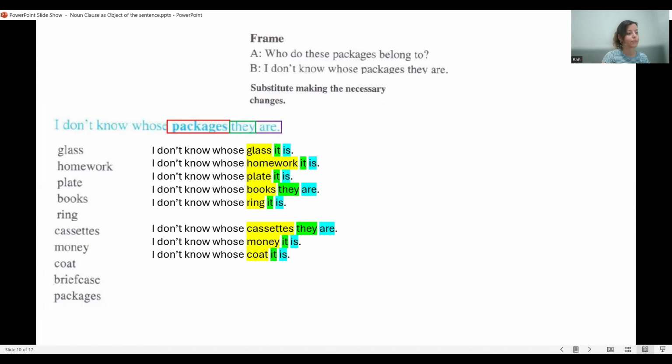The answer is, I don't know whose briefcase it is. In packages, like the frame, I don't know whose packages they are. I hope you answered correctly.